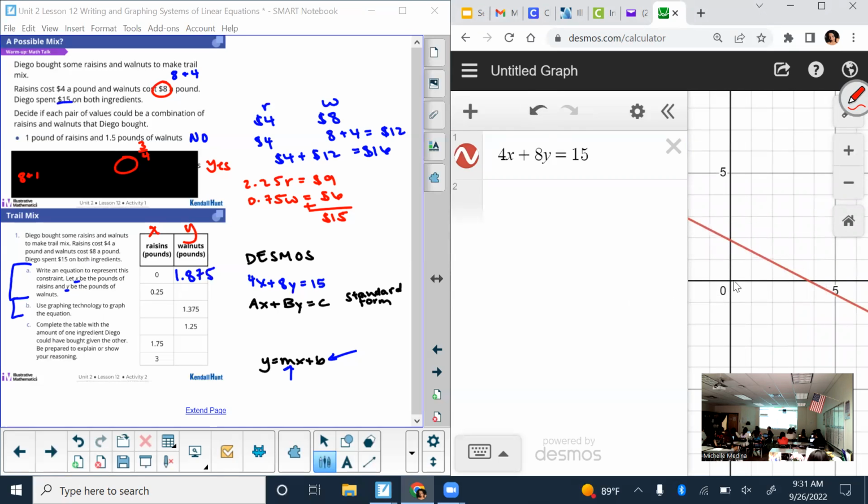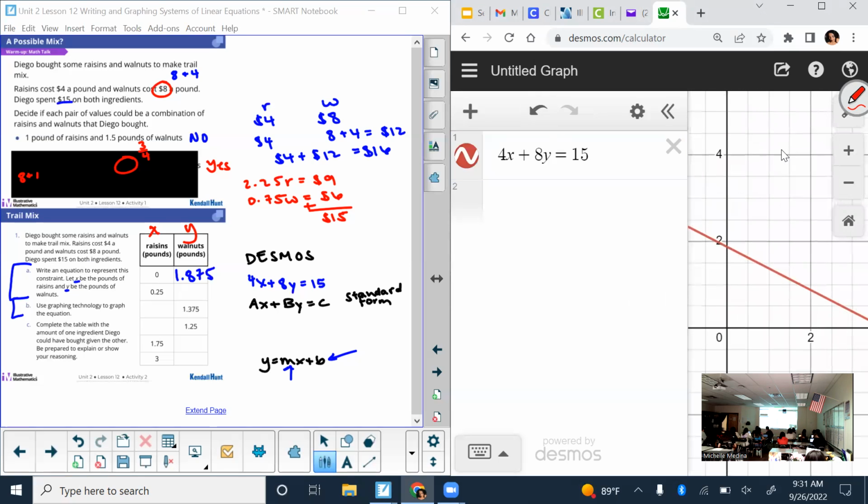Where x would be 0.25 is somewhere around here. I would just hold down on the line and move. Might have to zoom in a little bit more. I would hold down on the line and move until I have the x as 0.25, like that. So what's the y when x is 0.25? 1.75. So then you put that in your chart that's printed on your paper.